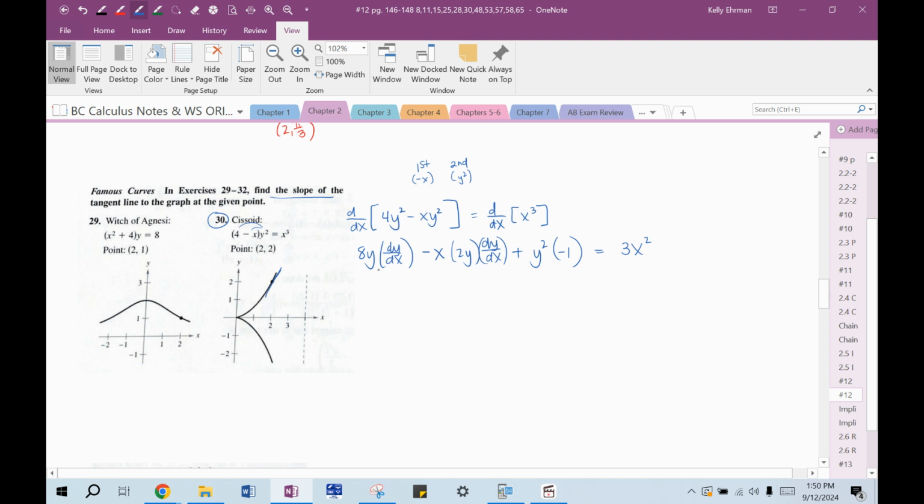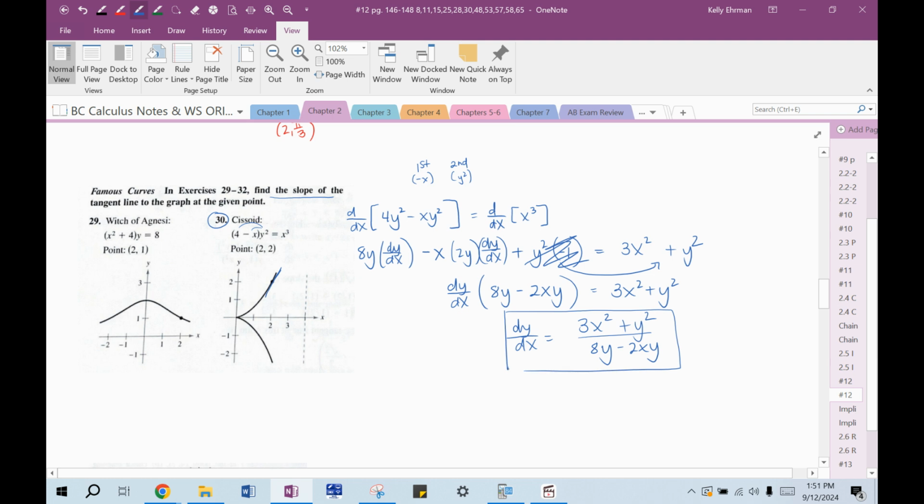All right, so the dy dx's are already on the same side. I'm just going to add y squared over to this side and then factor out dy dx. So that's 8y minus, make that 2xy, equals 3x squared plus y squared. And dy dx equals 3x squared plus y squared all over 8y minus 2xy. Again, I could factor y, or 2y, I guess, out of the denominator, but it doesn't help me in any way to do that. Nothing cancels, so I'm just going to leave it as it is.